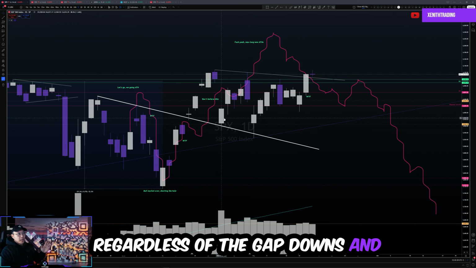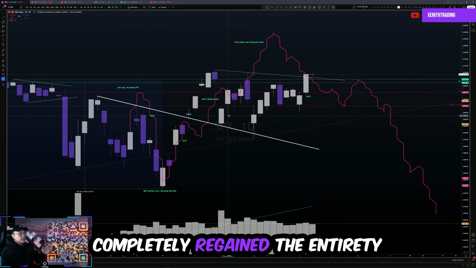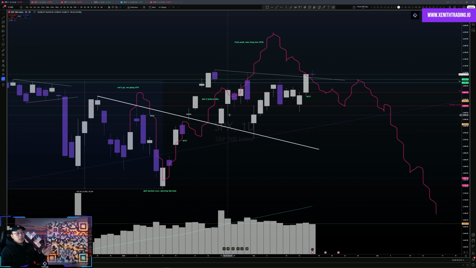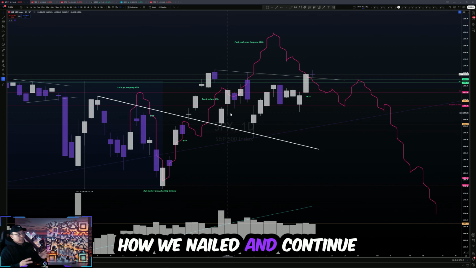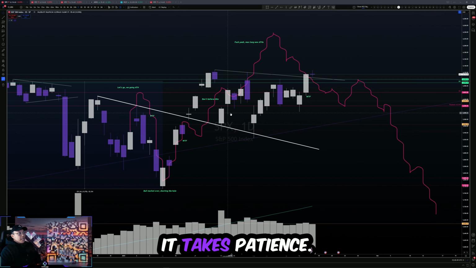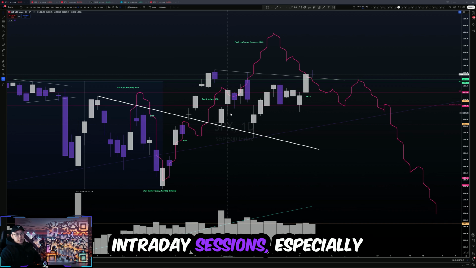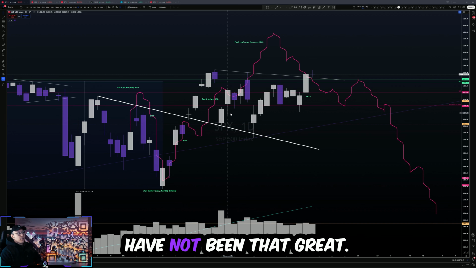You can't. There is nothing that you can argue to say the chart is bearish. Regardless of the gap downs and the attempts by the bears, we've completely regained the entirety of the moves every single time. So this is the basis that led us to this past week and how we nailed and continue to nail this entire range. It takes patience. And granted, throughout the intraday sessions, especially for the past couple of weeks, the action on indices has not been that great.